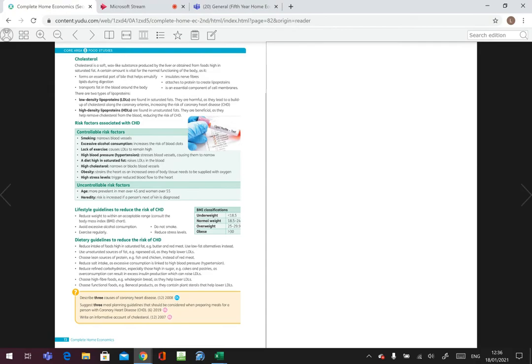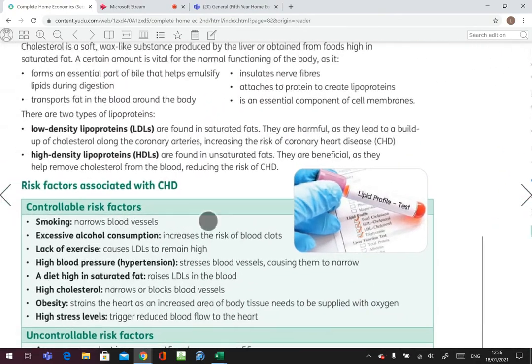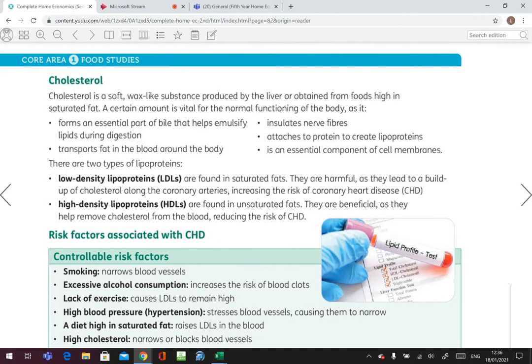So, what is cholesterol? We all have cholesterol in our bodies. We need it to make up cells. We'll have a look at the functions of it in a second. It's only when it gets to troubling levels that it becomes a problem for us. It's a soft, wax-like substance, produced by the liver or obtained from foods high in saturated or animal fat.